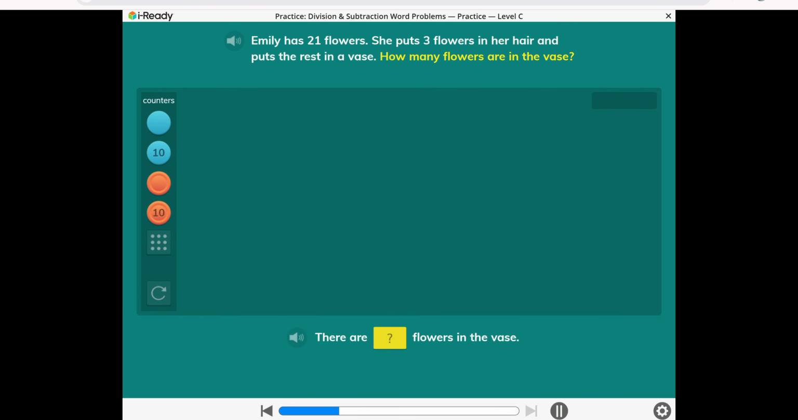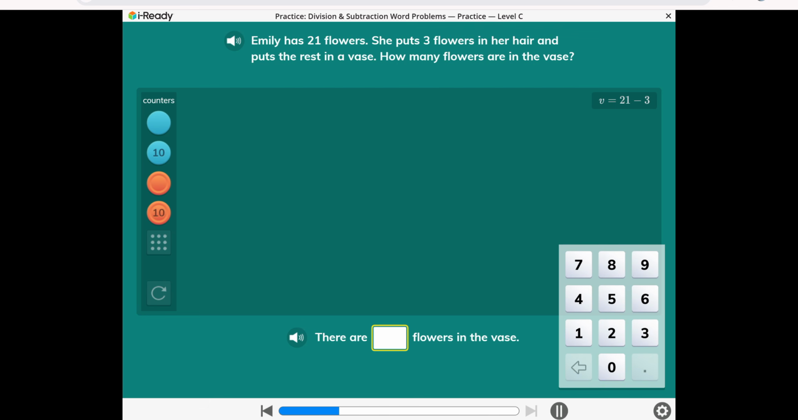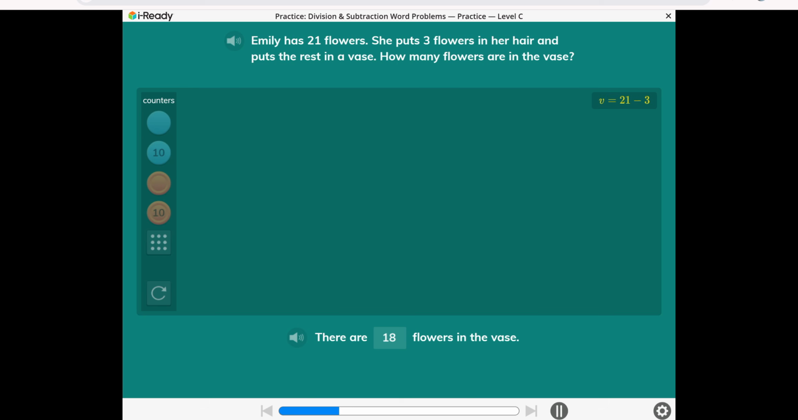How many flowers are in the vase? What is 21 minus 3? Nice. V equals 18. That means there are 18 flowers in the vase.